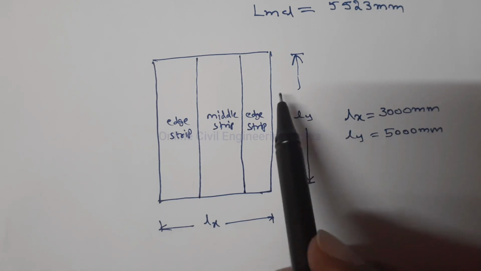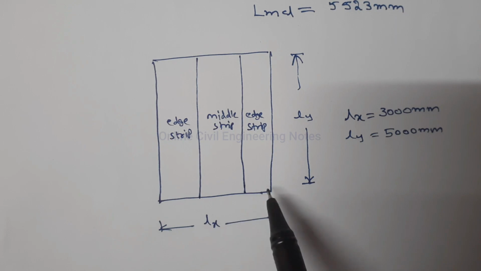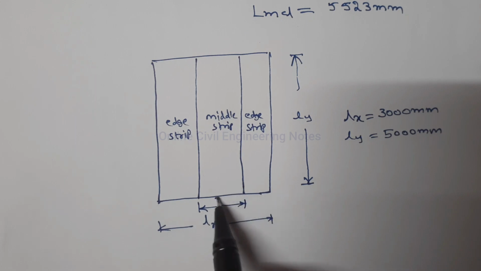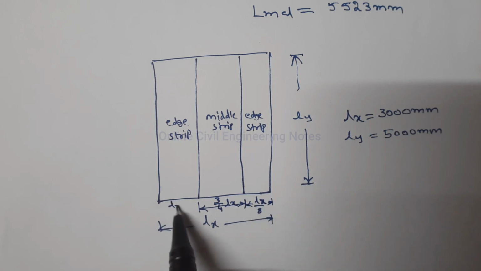In order to provide all the bars along the longer span, this middle strip and edge strip of shorter span is required. This is the middle strip length, 3/4 of LX. This is LX by 8. This is also LX by 8.